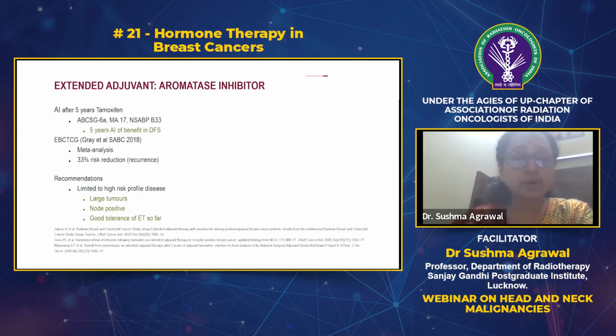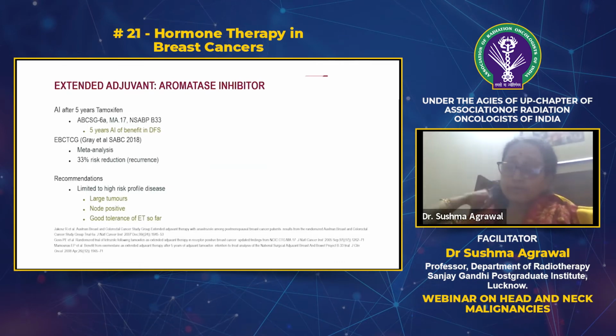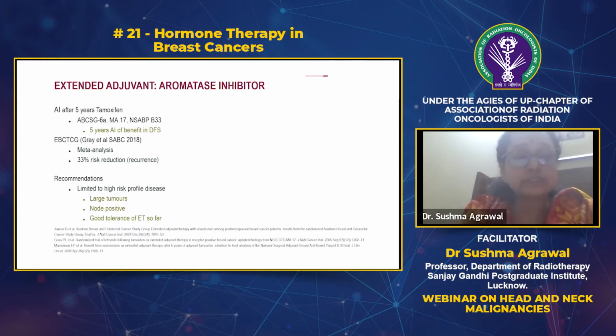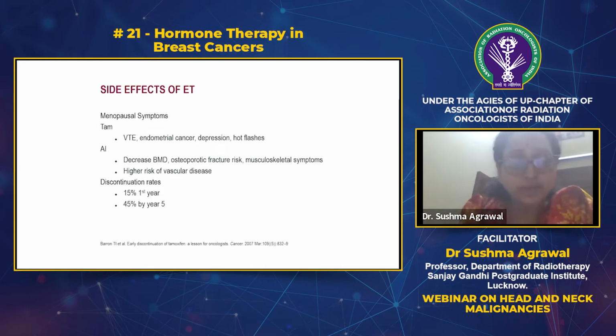So this is the synopsis: extended adjuvant aromatase inhibitors are to be given in node positive, large tumors, that is 5 centimeter tumors. And also we have to see whether the patient is tolerating endocrine therapy or not, because there are a lot of reports that in the first year there are 15% dropouts. In this slide, you can see that in the first year, 15% patients drop out, and by 5 years, about half of them drop out because they are not able to tolerate the postmenopausal symptoms.